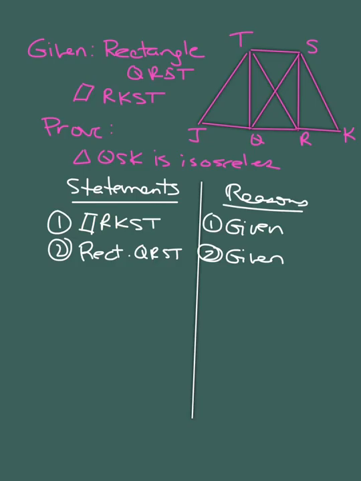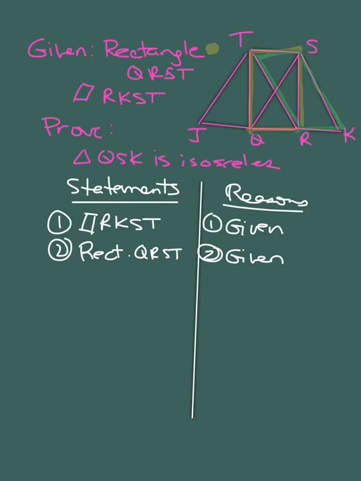In our next proof, we're given that I have a rectangle QRST. So QRST, I'm going to mark it. We have a lot going on right here. QRST is my rectangle. I also know that I have a parallelogram, RKST. So this piece right there is a parallelogram.